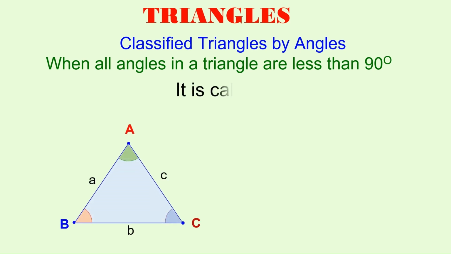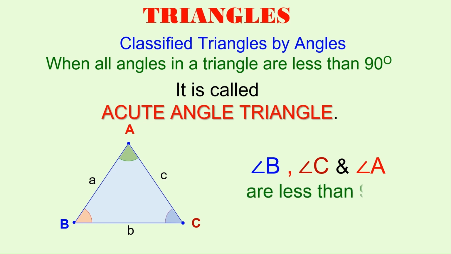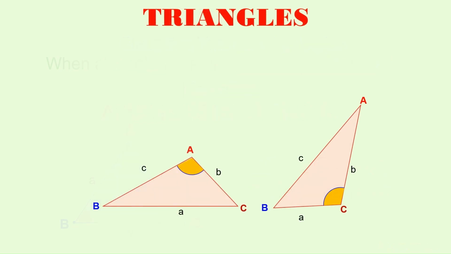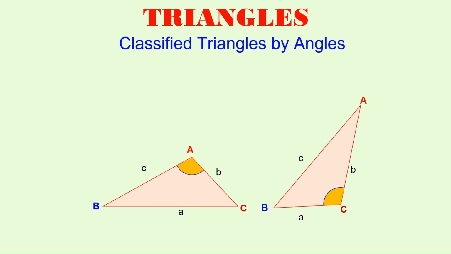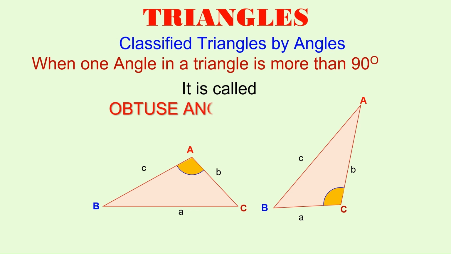Classifying triangles by angles. When all angles in a triangle are less than 90 degrees, it is called an acute angle triangle. Angle B, angle C, and angle A are less than 90 degrees. When one angle in a triangle is more than 90 degrees, it is called an obtuse angle triangle.